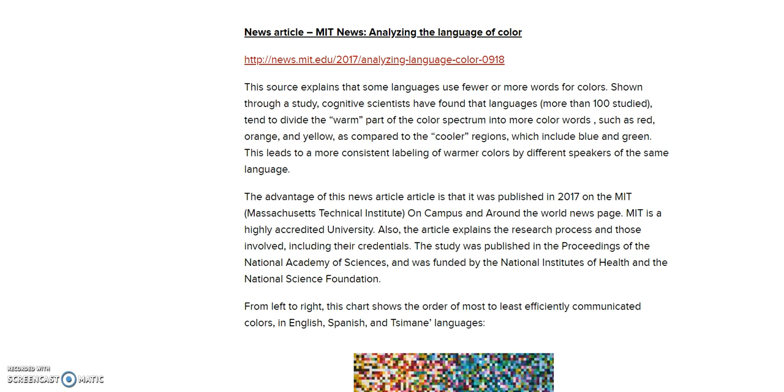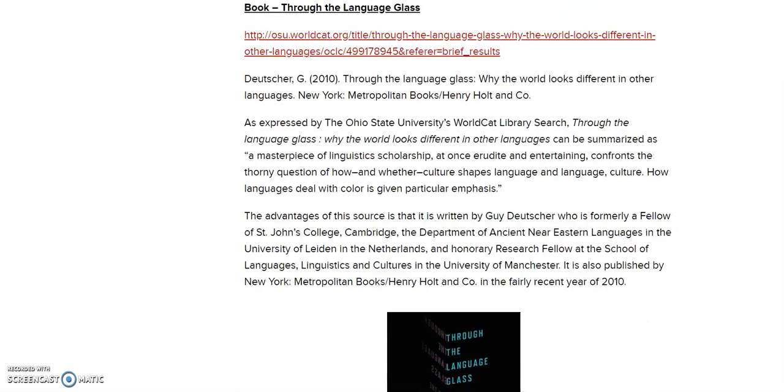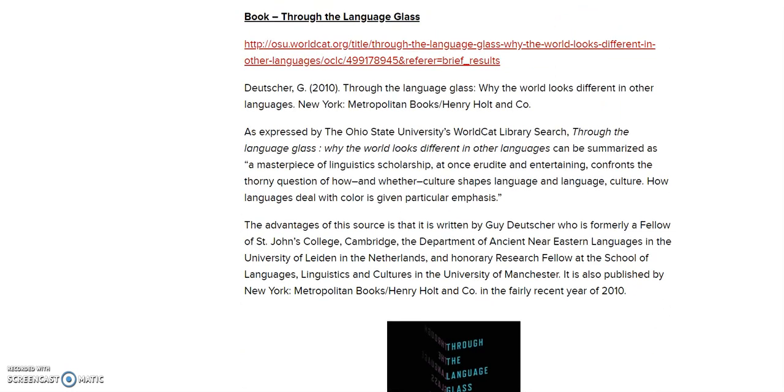Next is a news article from MIT explaining that some languages use fewer or more words for colors, and some languages tend to divide the warm part of the color spectrum into more color words, such as red, orange, and yellow, as compared to the cooler regions, which include blue and green. Following is Through the Language Glass, a book I found on OSU's library that explores whether culture shapes language and language shapes culture, with emphasis on color.